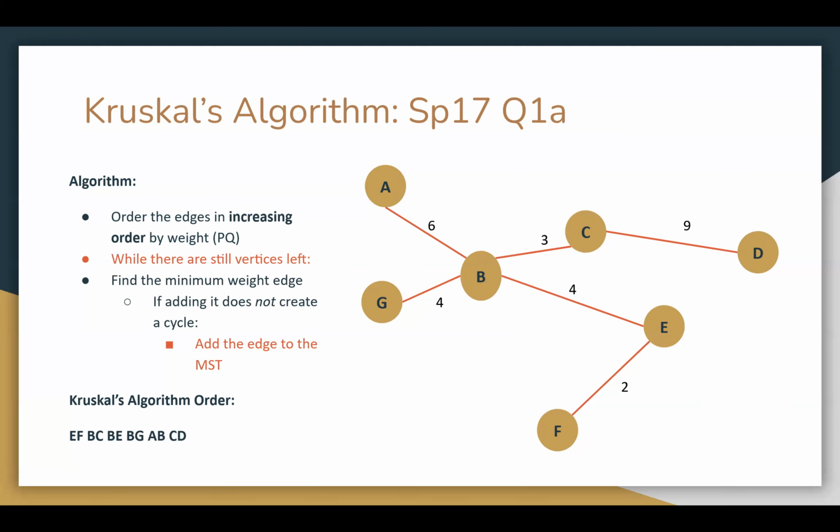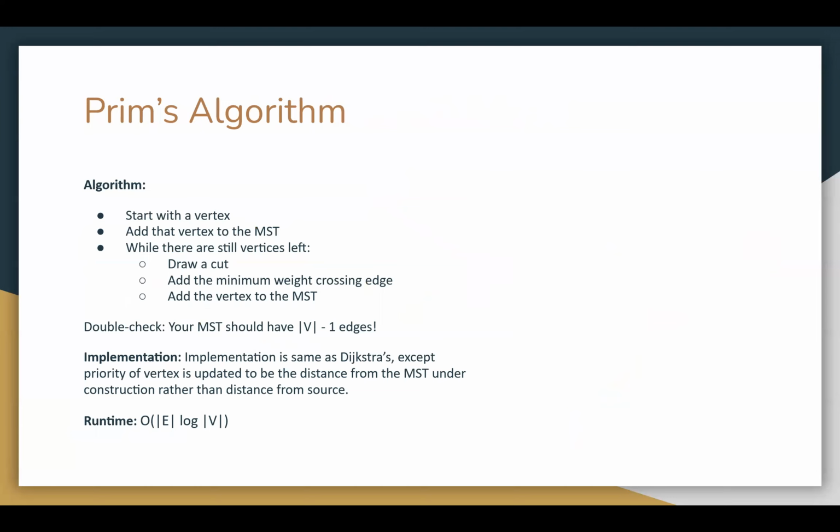Okay. So on to Prim's algorithm. Prim's algorithm utilizes the cut property that we went over a few minutes ago. So the main idea is that we start at a start vertex, and then you use the cut property to find the next smallest edge to include in the minimum spanning tree. And you continue to do this until all of the vertices have been included in the minimum spanning tree.